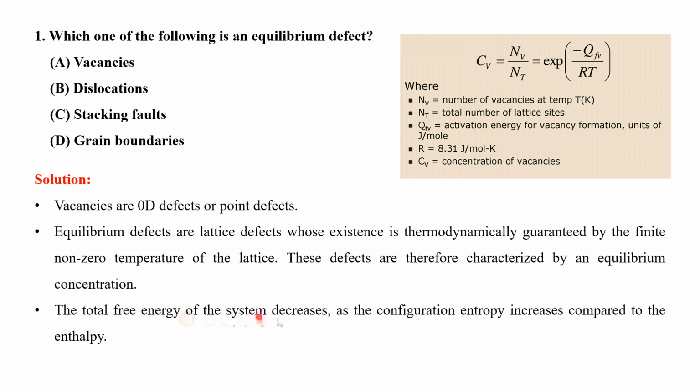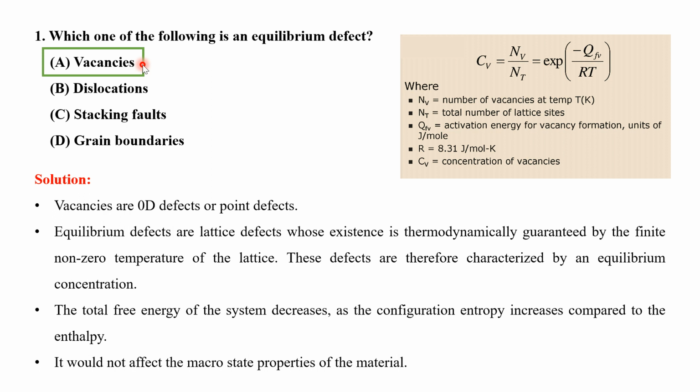And we can also say that the total free energy of the system decreases as configurational entropy increases compared to enthalpy. This is based on the Gibbs free energy equation, G equals H minus T delta S. And also, whenever vacancies are present inside a material, it would not affect the macro state properties of the material. Hence, vacancies are equilibrium defects. So the answer is vacancies.